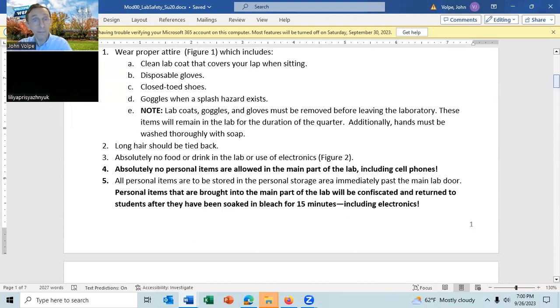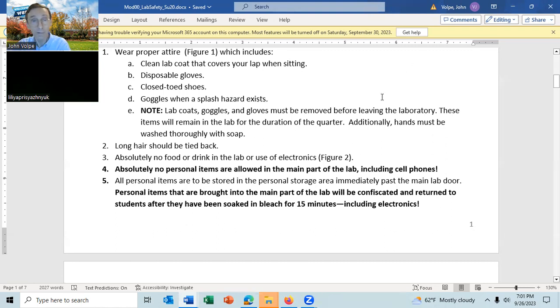These items are to remain in the lab for the duration of the quarter. And so you pick them up each time you come into the lab. The exception would be if you bring in a lab coat for the very first day. You only do that on your first day, and then it stays in the lab until after the term ends.